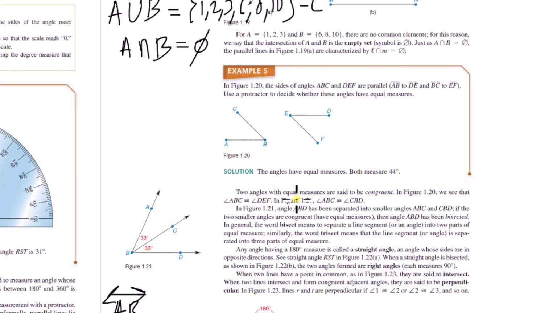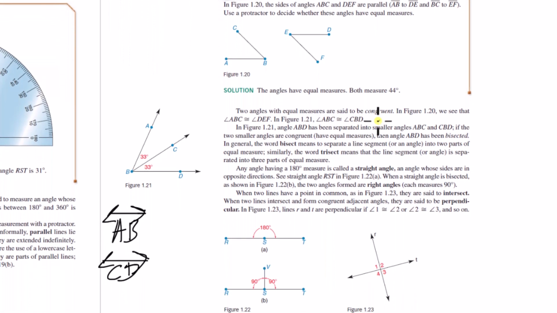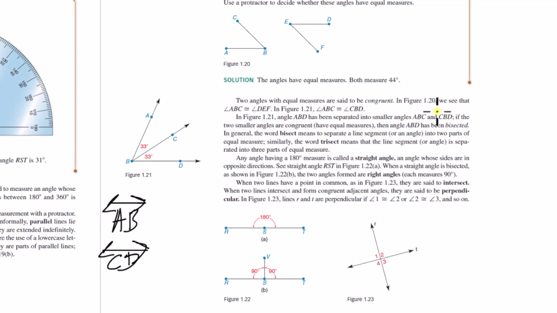Okay, two angles with equal measure are said to be congruent. In figure 1.20, we see that angle ABC is congruent to angle DEF. So yeah, they're saying that two angles that have equal measure are said to be congruent. And if to think about that, so okay, we want to take the shape and you can change its orientation, but not change its size. And as long as they line up and it's a perfect match, they're congruent, right? Now, but what if we line these up? Let's say we made segment BC a lot longer.